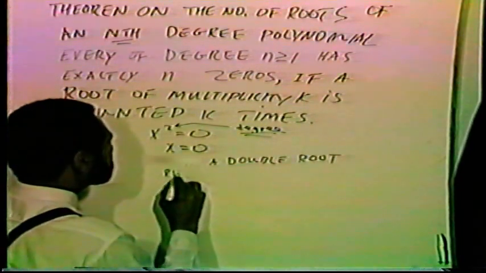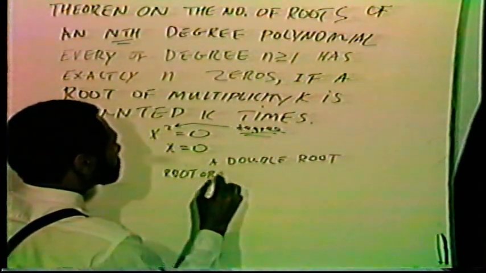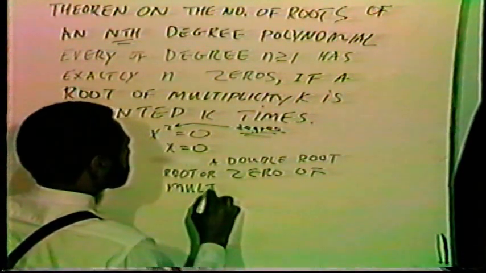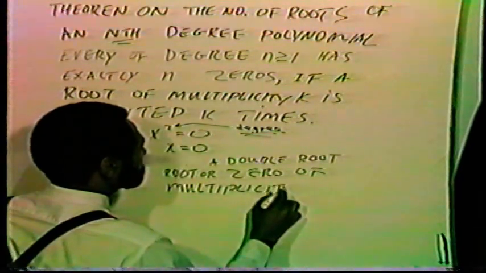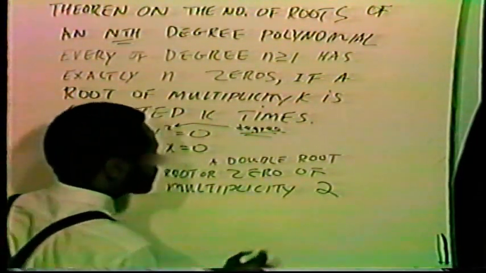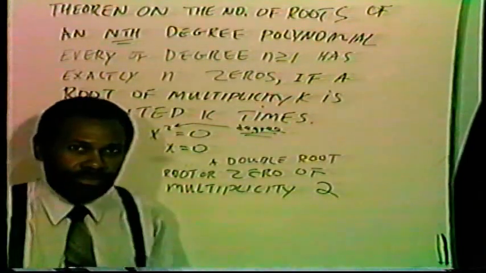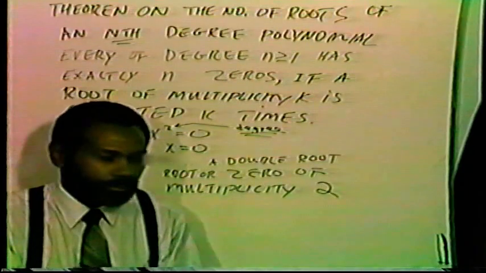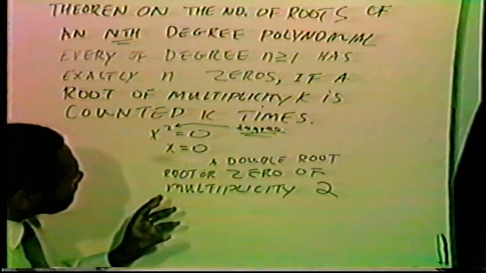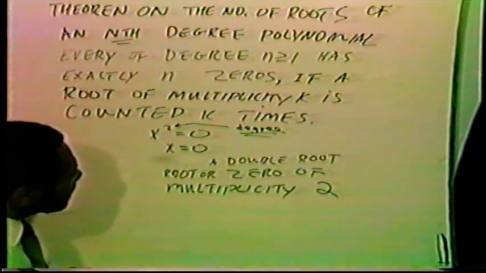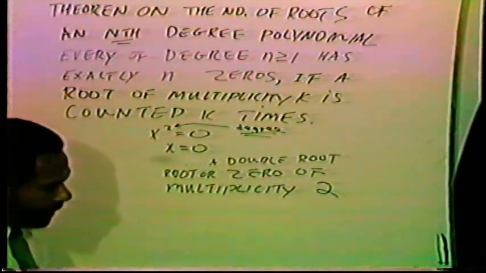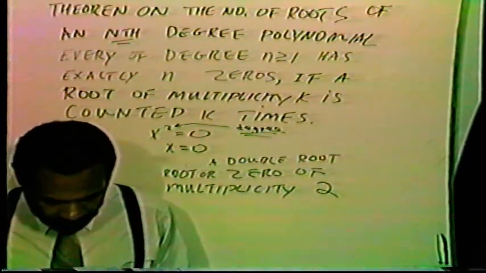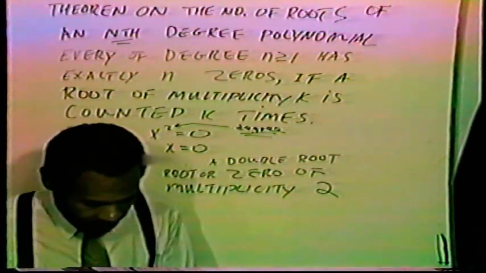It's a root or zero of multiplicity 2. So we have to count it twice. That's what that means. So that's why we can still say that this polynomial equation has 2 roots, because we're counting that root twice. Okay, let's look at another example of this theorem.